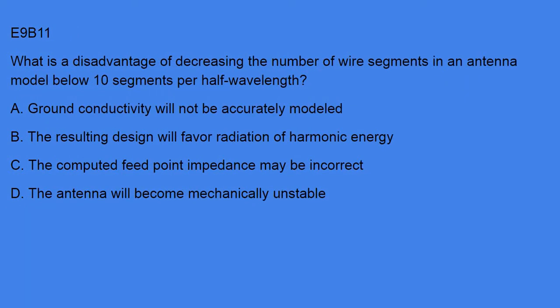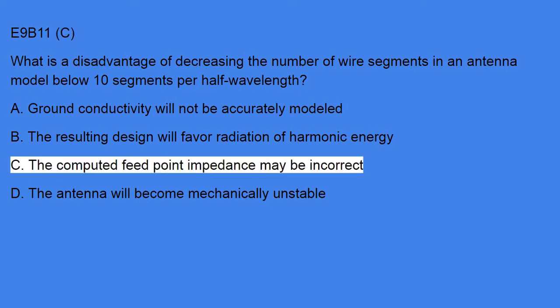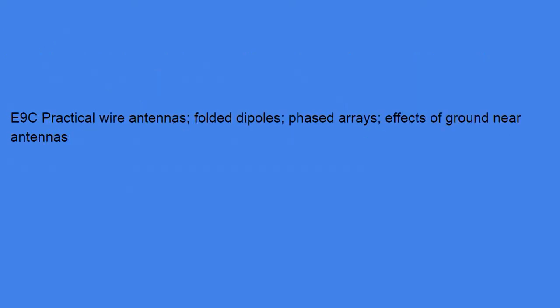E9B11, what is a disadvantage of decreasing the number of wire segments in an antenna model below 10 segments per half wavelength? The computed feed point impedance may be incorrect. E9C covers practical wire antennas, folded dipoles, phased arrays, effects of ground near antennas.